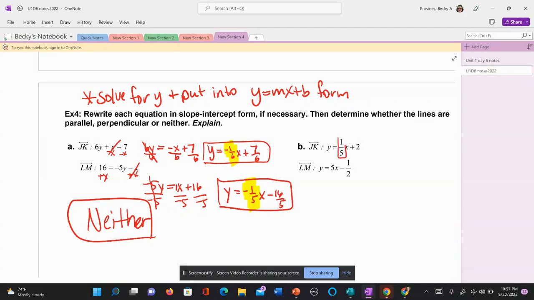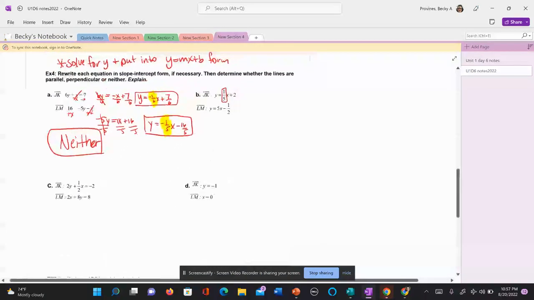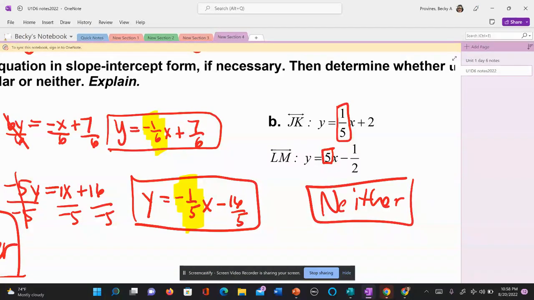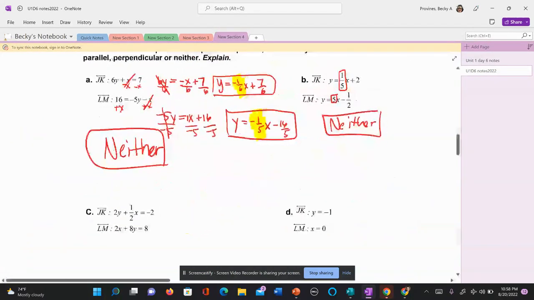So for part B, yay, look, there's no work. That's your slope. On this one, it's y equals already, so that is your slope. So we're just going to compare the two. Are they parallel, perpendicular, or neither? Well, one of them is 1/5, and if you flip it, you get 5. But the problem is they're both positive, and one needs to be negative. So again, this is neither.